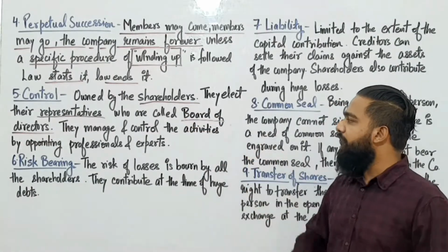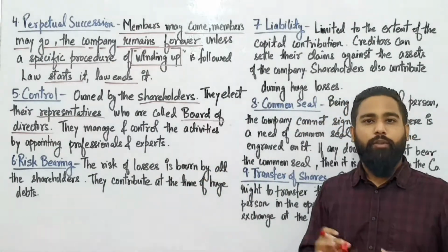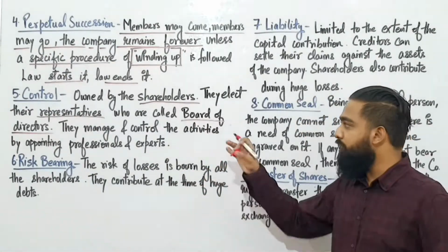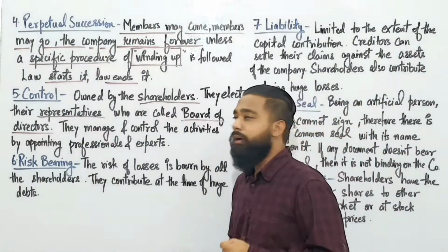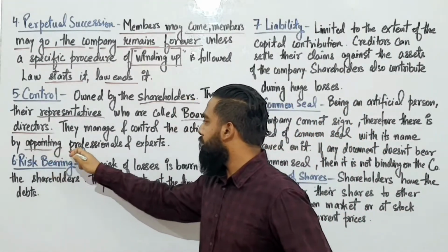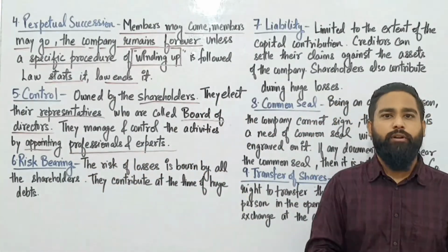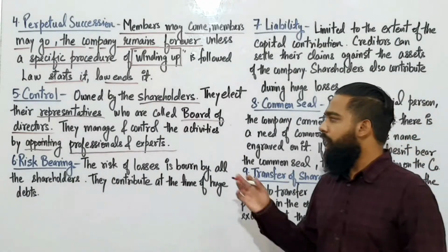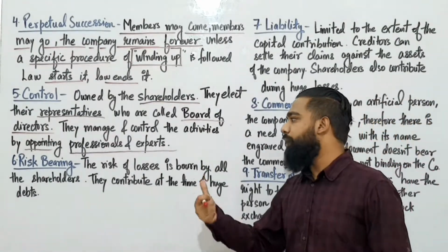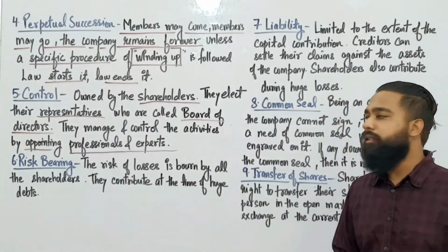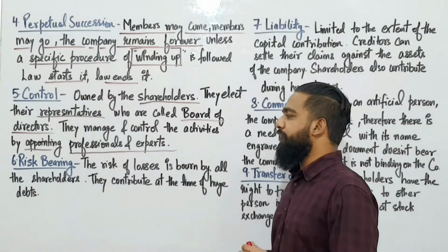Now these board of directors manage and control the activities of the business. How? By appointing professionals and experts. They hire the professionals, they hire the experts, and they manage and control the activities by appointing them. Now the sixth one is risk bearing.